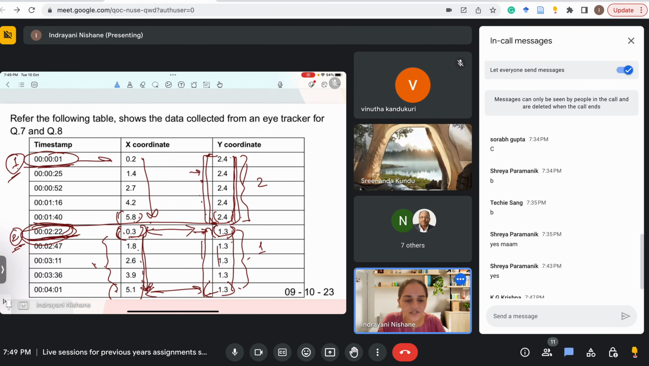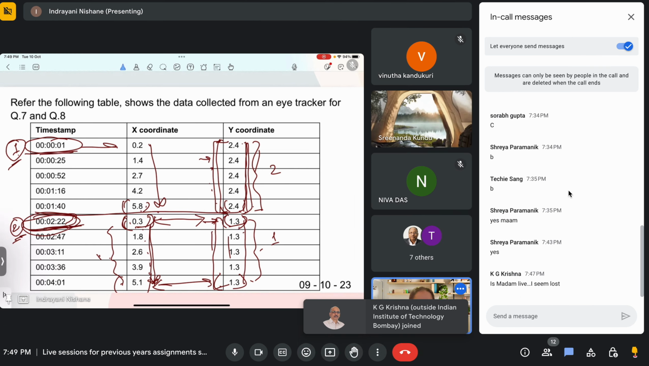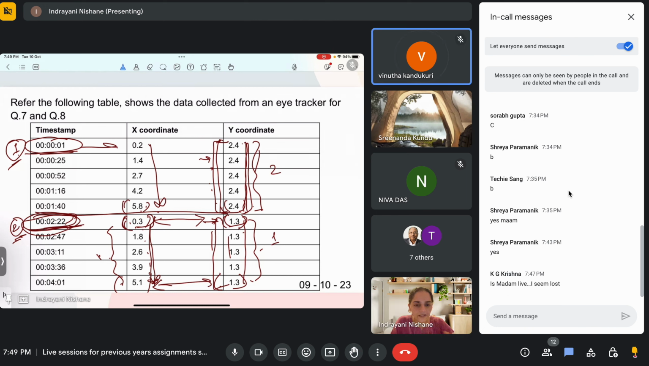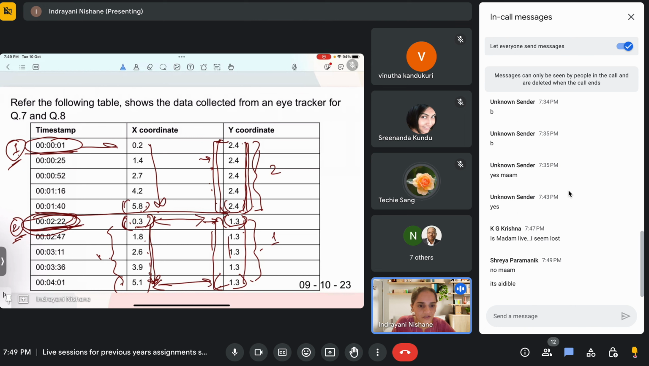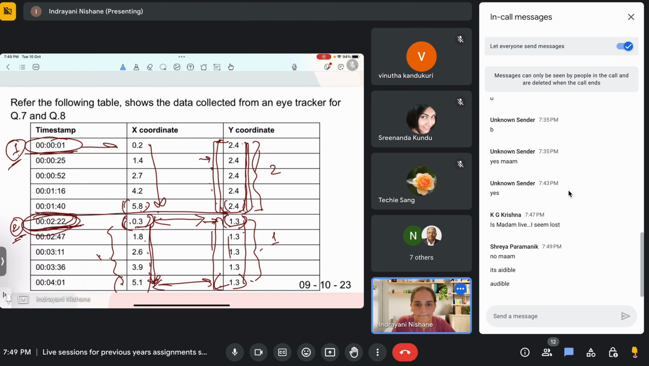My internet connection seems fine. Is this lost for everyone? Okay. Not sure what could be the reason. It's audible. Okay. Yeah, so maybe some internet issue at your end, it could be there, no? I'm not sure. Anyways, I'm explaining what you already heard.